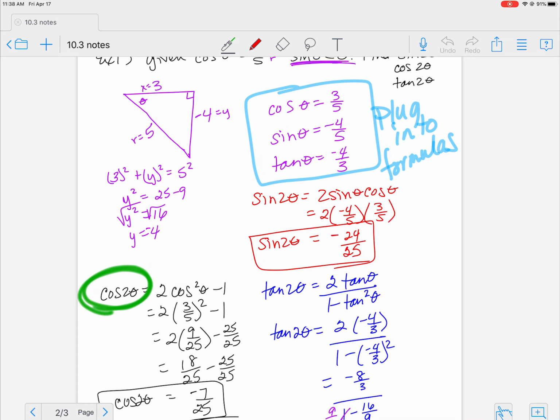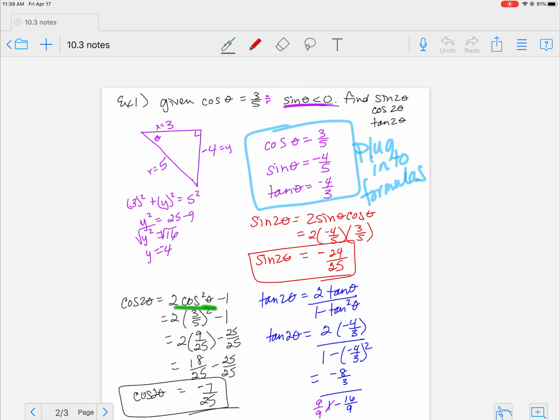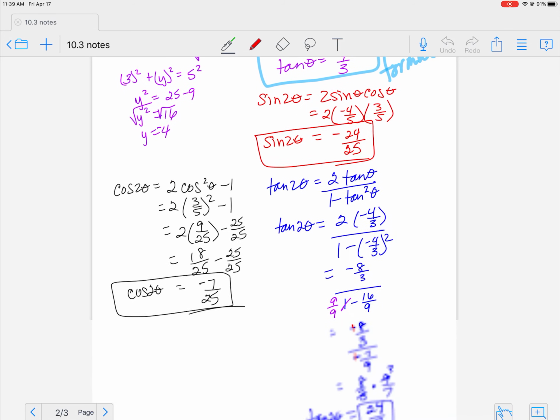For your double angle cosine, you actually have 3 choices for a formula. It doesn't matter which one you use. You're all going to come up with the same answer. So use whichever formula you want to use. I chose to use this cosine first because cosine was what was given originally. You don't have to. You can use whatever you want. Tangent here, I need to use my tangent formula. Plug that in and work it out.